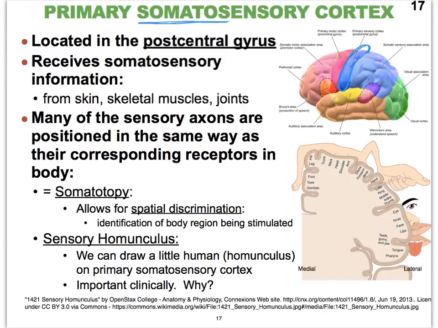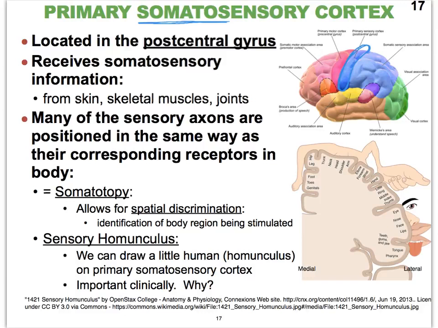Now compare that to our trunk and our thigh. Those are huge structures compared to our hand and our fingers, and yet they get such a small amount of space, meaning that those parts of the body are not giving rise to lots of sensory neurons, and therefore they are not quite so sensitive. And therefore the spatial discrimination here is much less than the spatial discrimination on your hands or on your lips, for instance.